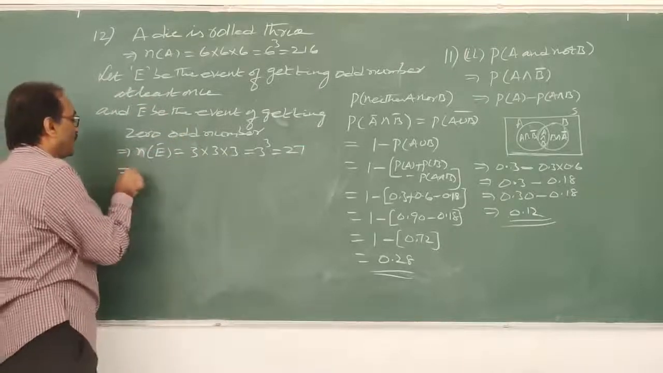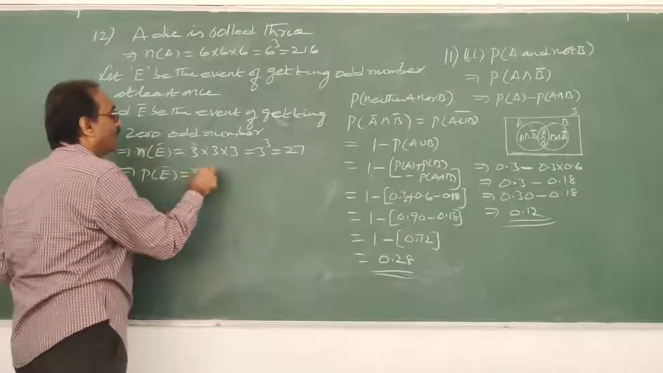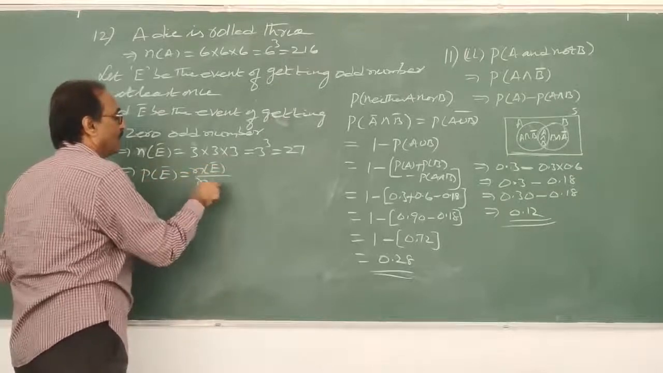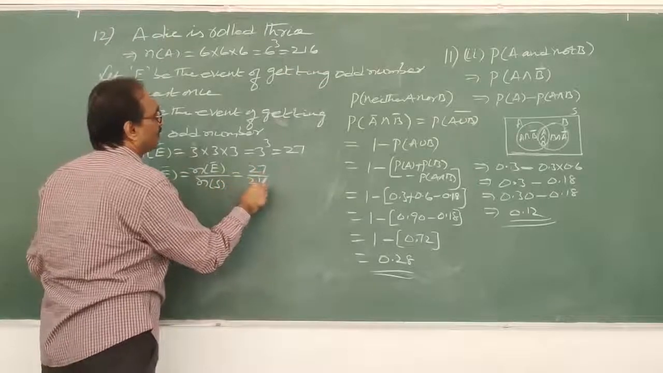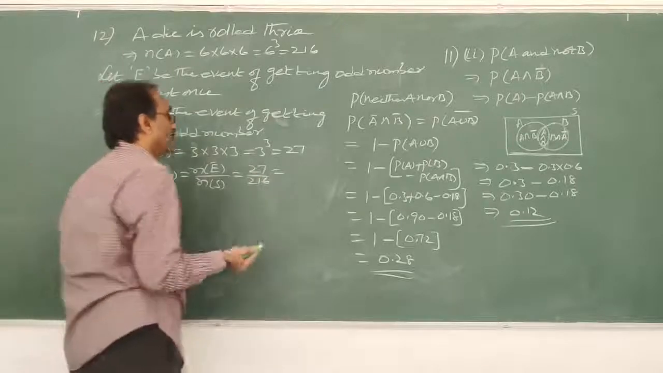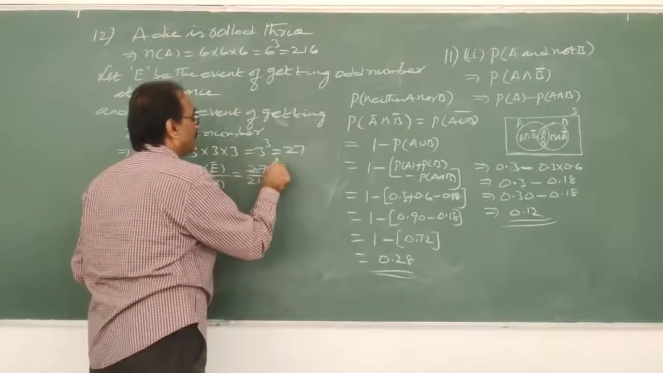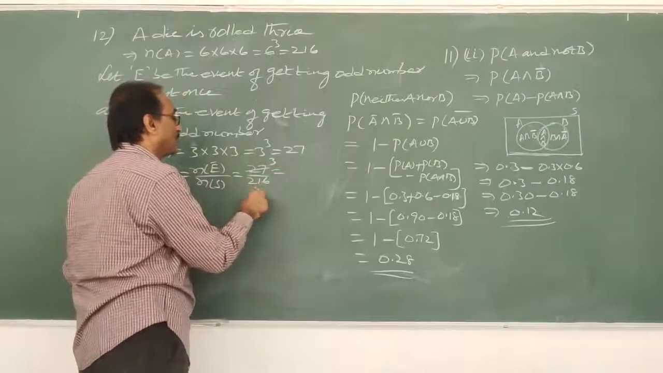What is its probability now? P of E bar is equal to n of E bar by n of S. n of E bar is 27, n of S is 216. In 27 by 216, you can see how many times it goes. 3 goes, 9, 3 nines are 27. Okay, 2 nines are 18.